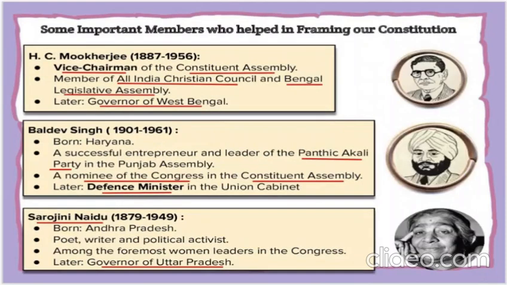Next, H.C. Mukherjee. He was the vice chairman of the Constituent Assembly. He was a member of the All India Christian Council and the Bengal Legislative Assembly, and later on he was the governor of West Bengal. So what was his position in the Constituent Assembly? He was the vice chairman.